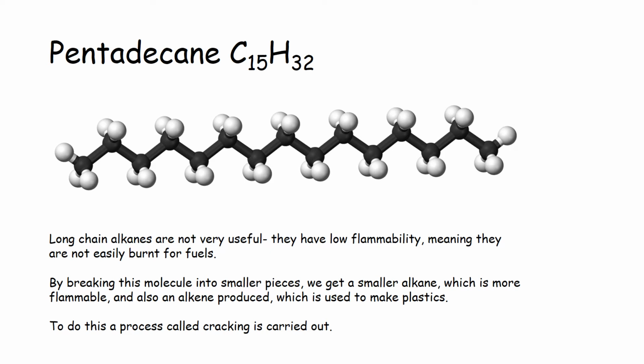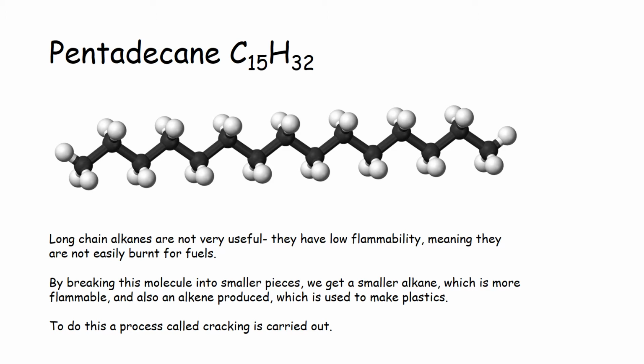Once crude oil has undergone fractional distillation, we have lots of different fractions of varying uses. However, there is a large proportion of long-chain alkanes. Long-chain alkanes are not very useful as they have low flammability, meaning they are not easily burnt for fuels. By breaking a long-chain alkane into smaller molecules, the alkanes are more flammable, which makes them more useful to fuel.